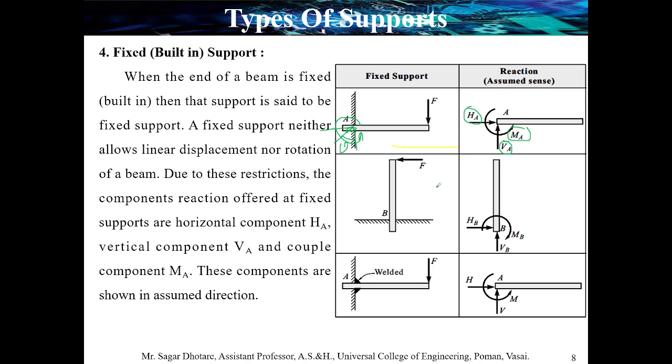Now the last one, the third: the horizontal plate is welded with the vertical plate. So in that also we can see three components: vertical, horizontal, and moment. So whenever you find a fixed supported beam, there are three motions to be restricted: horizontal, vertical, and rotational. That's why these three components are applied.